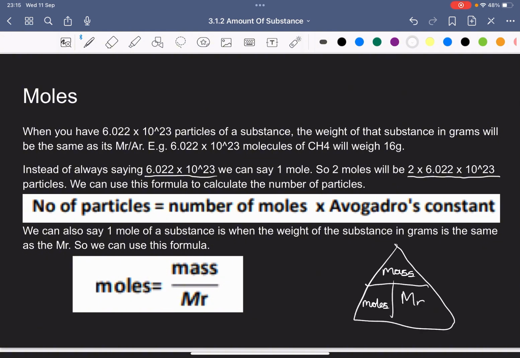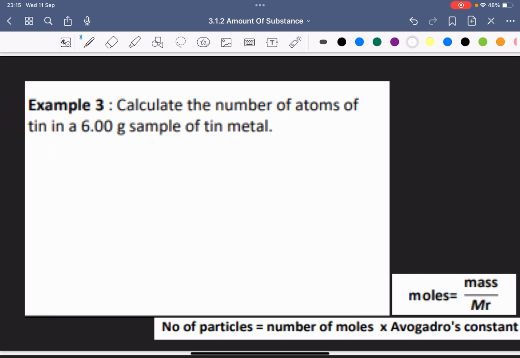Alright, so there's a lot of questions, especially 1 markers, that involve using both of these equations together. So I'm going to go through some examples right now. Okay, so here we're asked to work out the number of atoms of tin in a 6 gram sample of tin metal. Alright, so to work out the number of particles, or the number of atoms, we need to know the number of moles and Avogadro's constant.